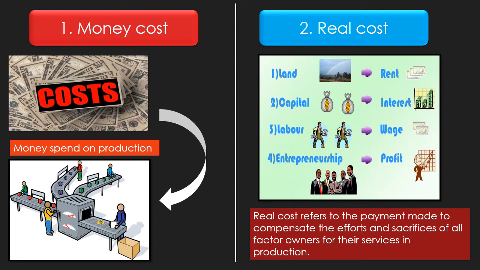We have many a time discussed this term. When we are using the land, we have to give the rent. When we are using the capital, we have to pay the interest. And when we are using the labor, we have to pay the wages. And when we are using the owner's own organization, then we have to give the profit to the owner. So this is all about the business. So basically real cost refers to the payment actually made to compensate the effort and sacrifices of all the factor owners for the services in production. That is known as real cost.